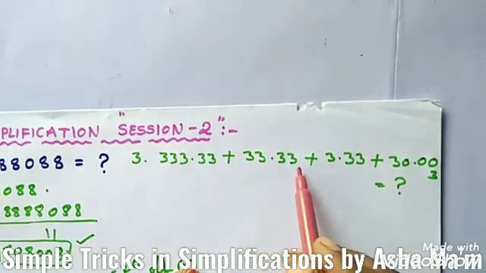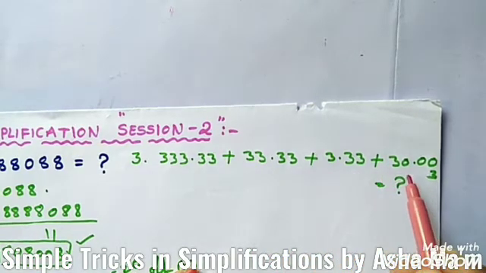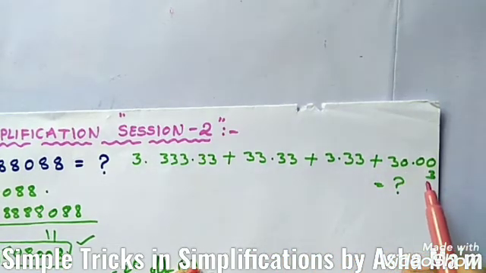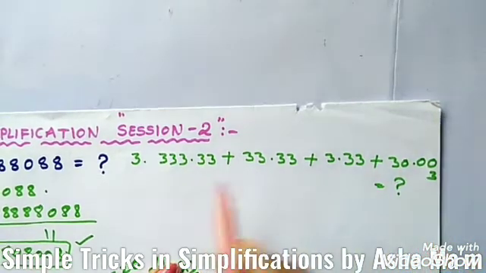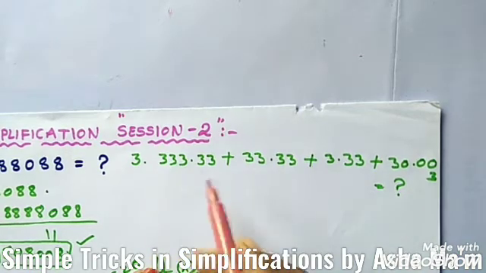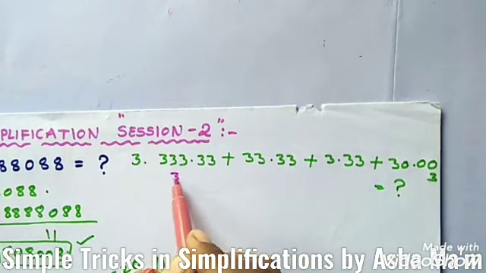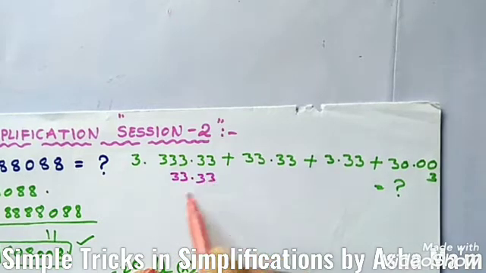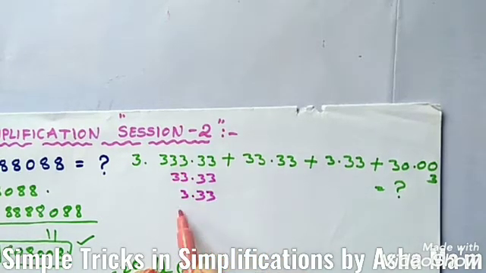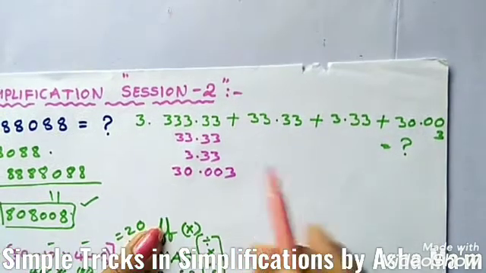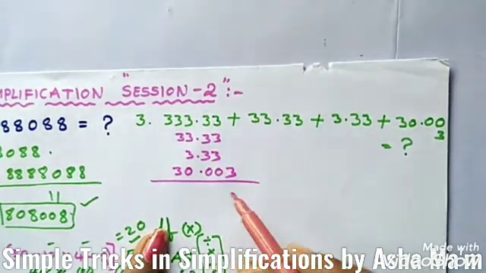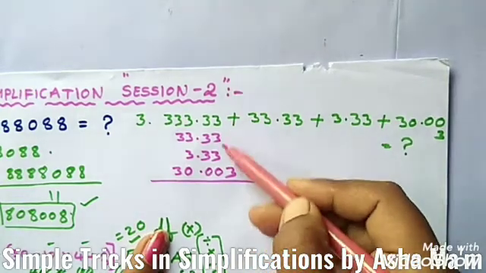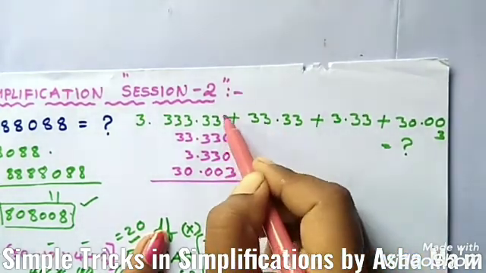333.33 plus 33.33 plus 3.33 plus 30.003. What is the sum of these numbers? We have to find out. So here 333.33, next 33.33, next 3.33, 30.003. We have to write like this. All the decimals should be in the same order, one place under another. So here there is no number, you have to keep 0 simply.